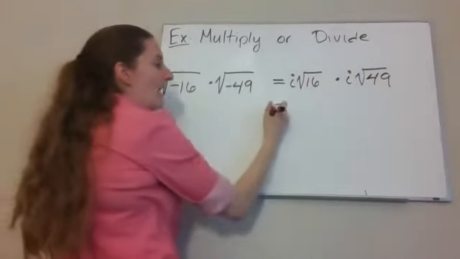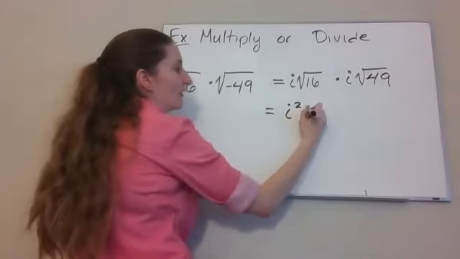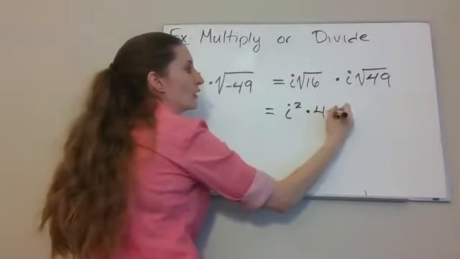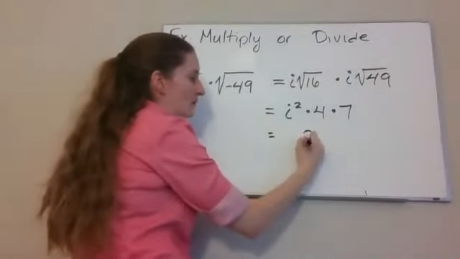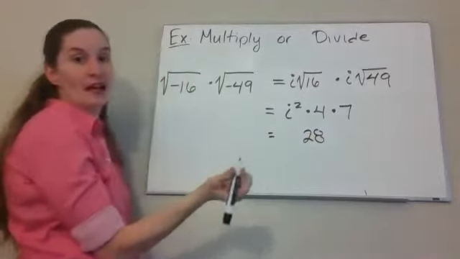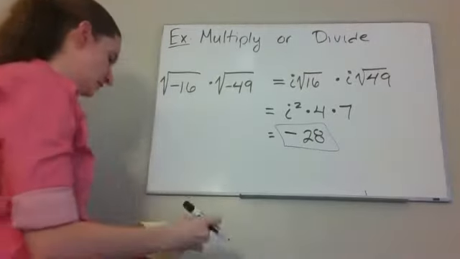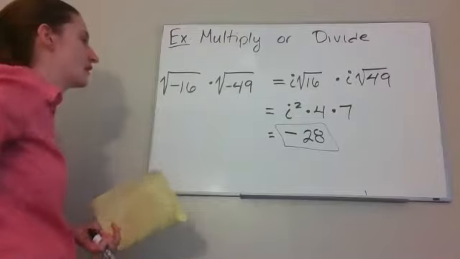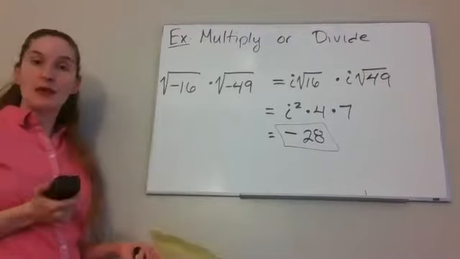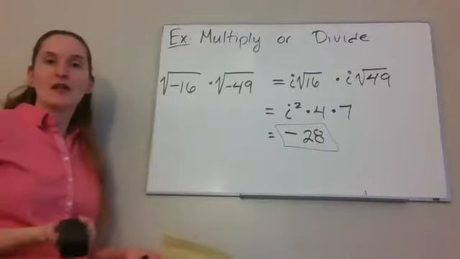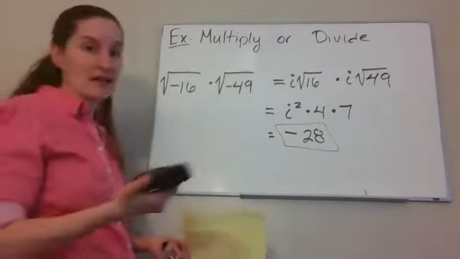Now I can multiply the i's together. i times i is going to be i squared. Square root of 16 is 4. Square root of 49 is 7. I know 4 times 7 is 28. And i squared we know is negative 1. So I get negative 28. Let's do another example similar to this one. It's important when you have square roots of negatives that are being multiplied or divided that you try to simplify the roots first. Make sure you take care of all of those i's first, otherwise you may get an incorrect answer.